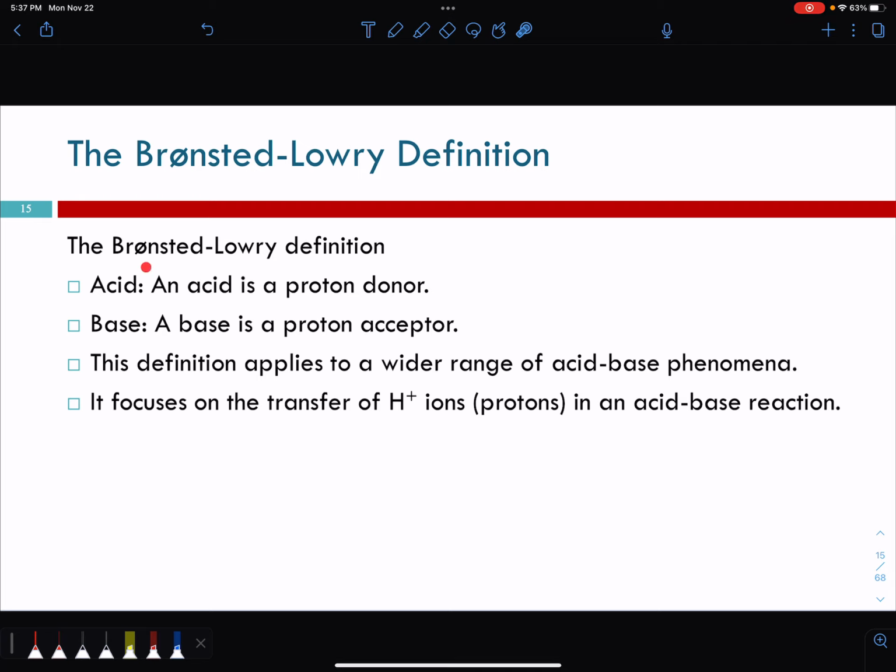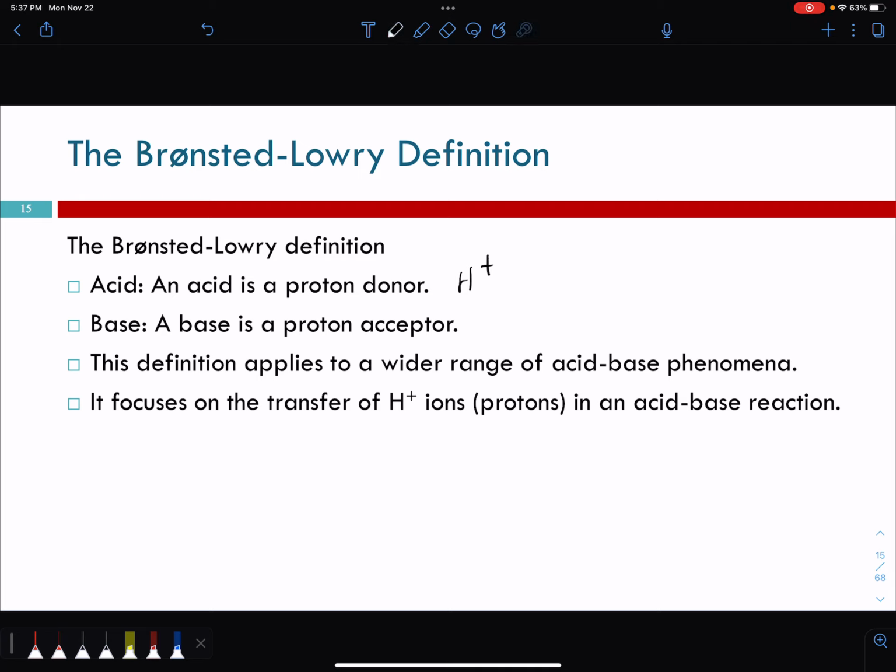In this definition, an acid is a proton donor. So if you remember, hydrogen only has 1 electron. So if we take that 1 electron away, it has a positive charge, and it only has 1 proton. So these hydrogen ions that we're adding to solution with acids are just protons. So that stays the same.